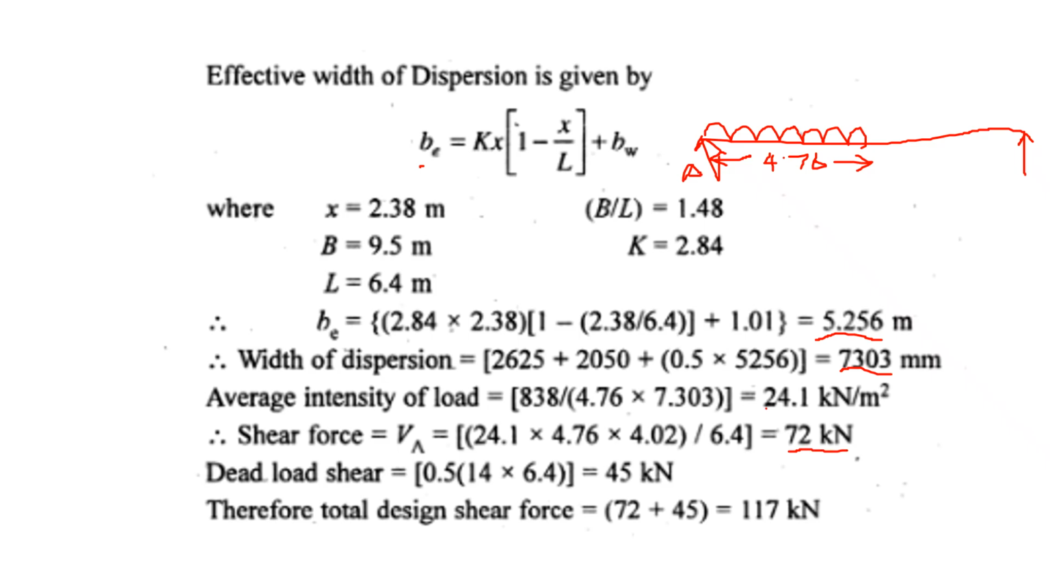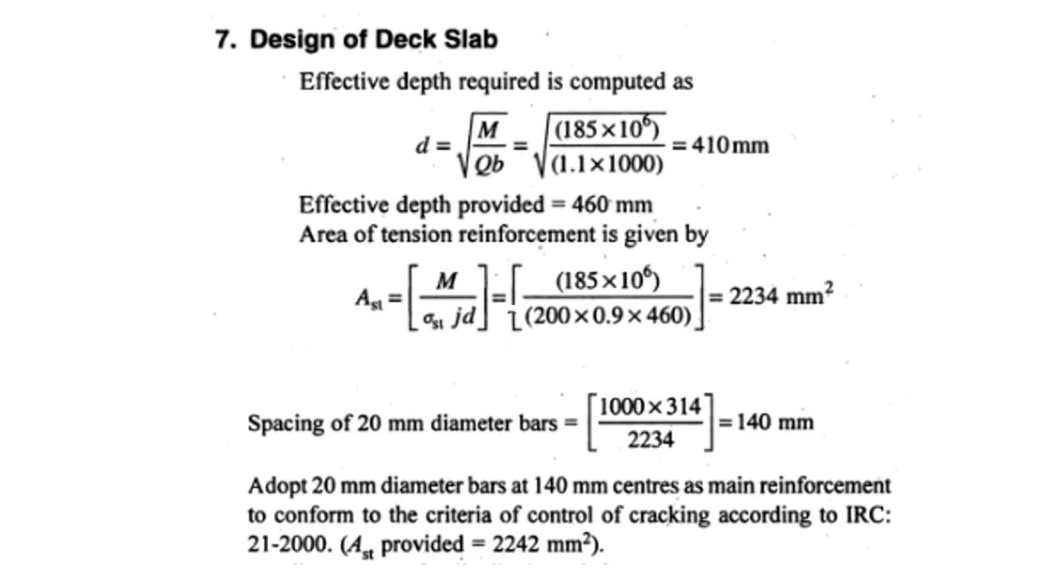So the shear due to the dead load is WL by 2, which was found to be 45 kilonewton. So the total design shear force is the shear force due to the live load plus the shear force due to the dead load, which was found to be 117 kilonewton. So next one is the design of the deck slab.